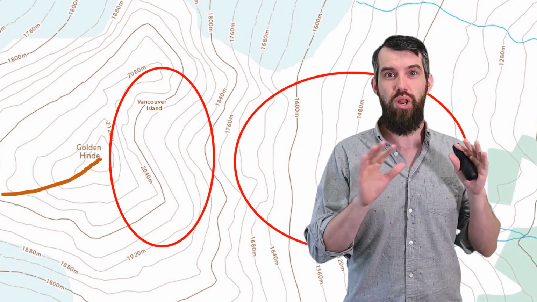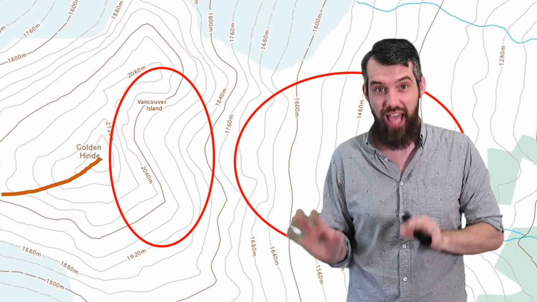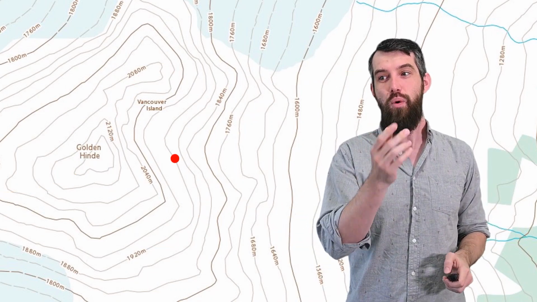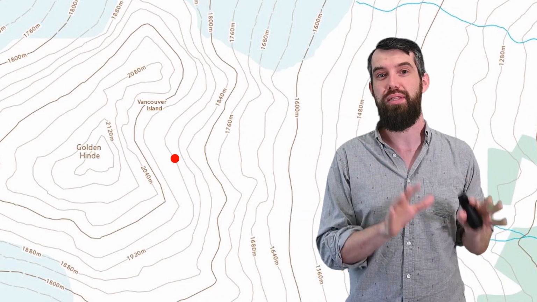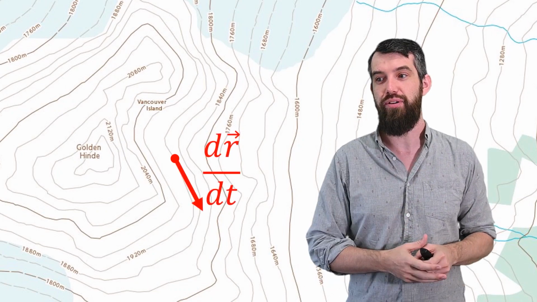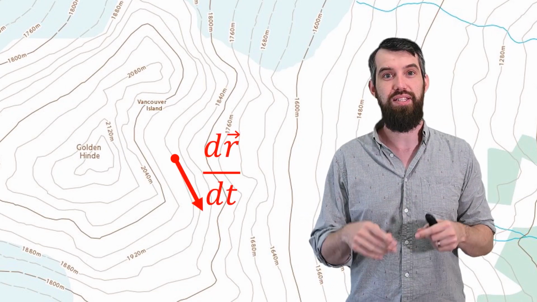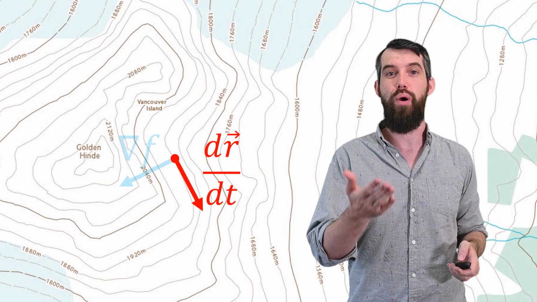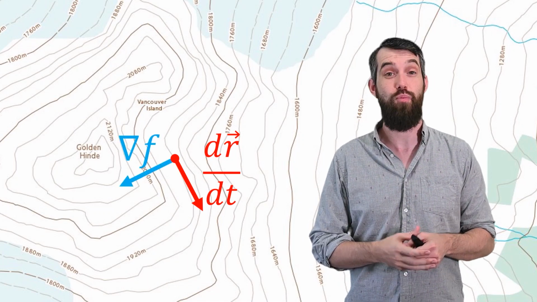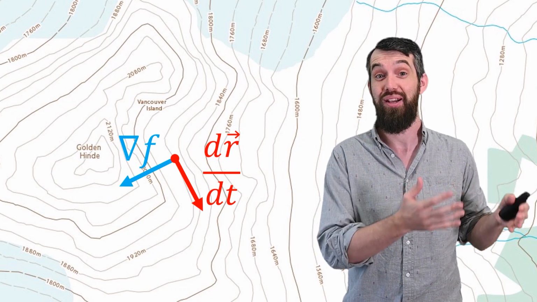Okay, so let's get back to the calculus then. I've put a random dot on, and I want you to imagine you're standing there. I'm on one of those contours, one of those level curves. The way we can interpret this is that the tangent vector is pointing along that curve, and this is the dr dt, and then the normal vector is going to point normal to that, exactly up the cliff face.